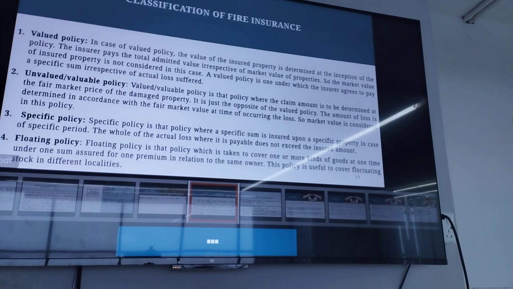Floating policy is that policy which is taken to cover one or more kinds of goods at one time under one sum assured for one premium in relation to the same owner. The policy is useful to cover fluctuating stock in different localities.